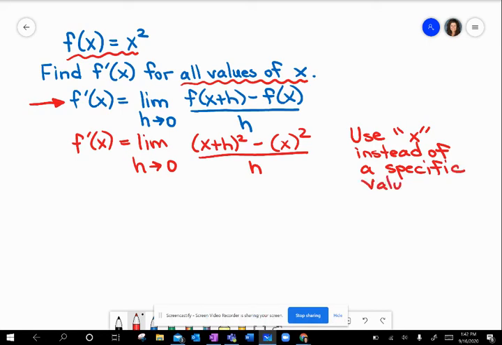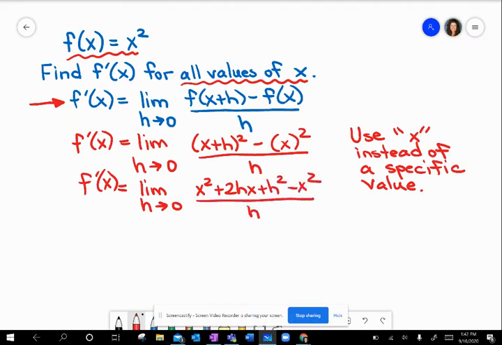So let me go ahead and now use my algebra skills and simplify this limit. So the limit as h goes to 0, and I'll expand this so I get x squared plus 2hx plus h squared minus x squared, all over h. And so then we notice the x squareds reduce out. Beautiful. So I'll continue my simplifying process.